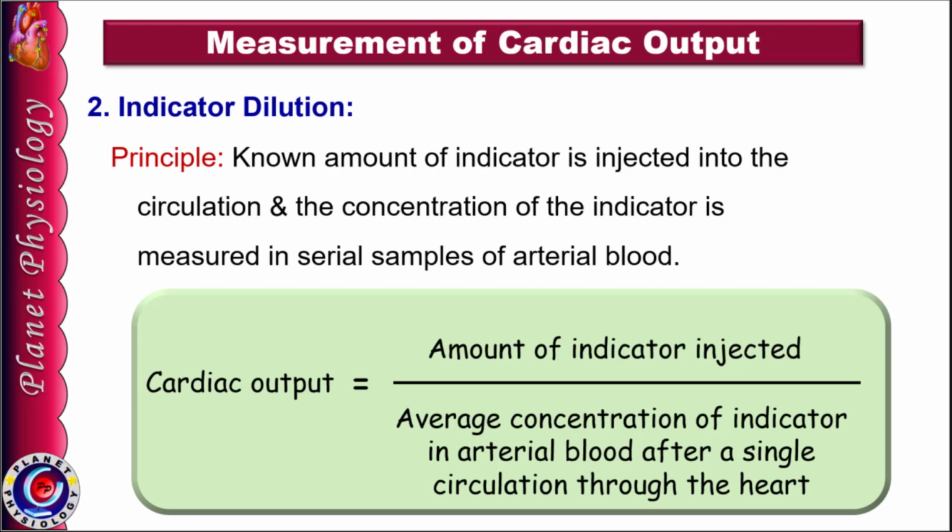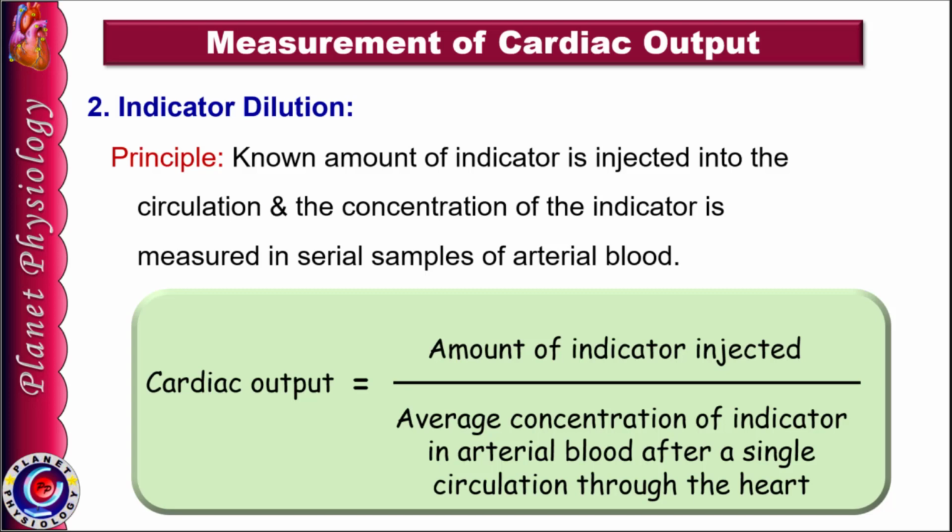Next indirect method is the indicator dilution method. It is based on the principle that a known volume of indicator is injected into the circulation and the concentration of the indicator is measured in serial samples of arterial blood. Cardiac output is measured by dividing the amount of indicator injected by the average concentration of indicator in the arterial sample after a single circulation through the heart.